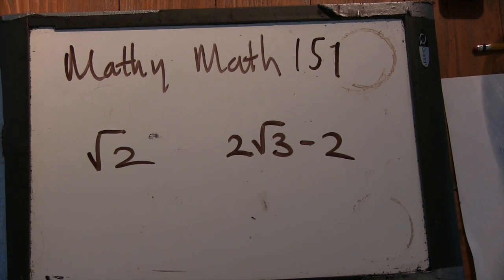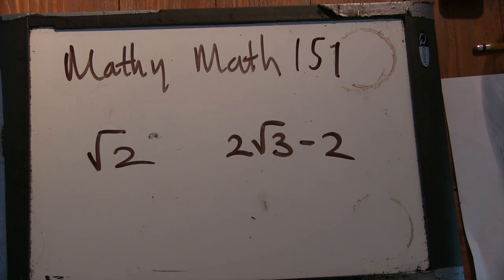It's about 1.4. Okay, do you know what root 3 is approximately as a decimal? 1.7. Alright, so what's 2 root 3? 2 root 3 is about 3.4. Okay, and 2 root 3 minus 2 would then be? 1.4. Aha! So they're pretty close to each other. Yeah, so it's not obvious which one of these is larger.